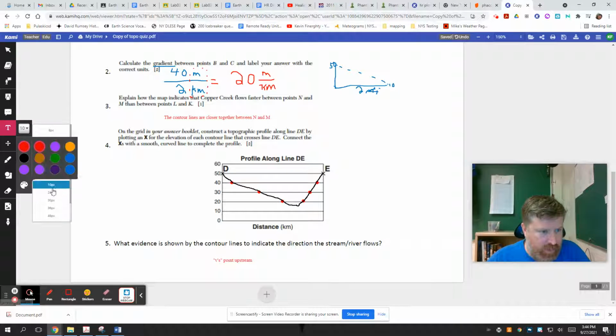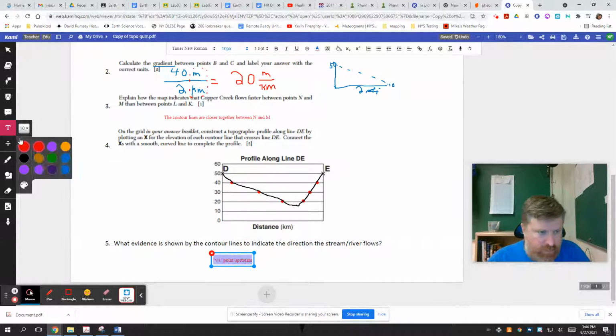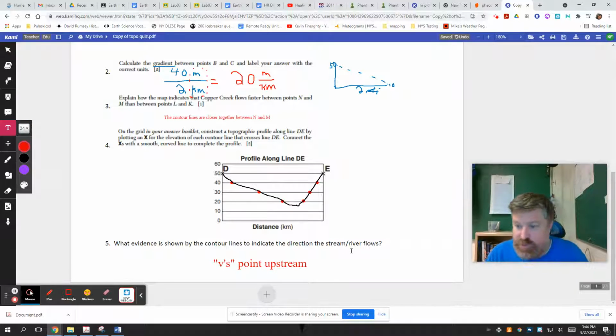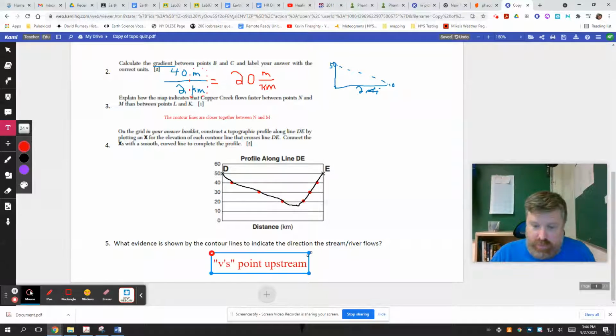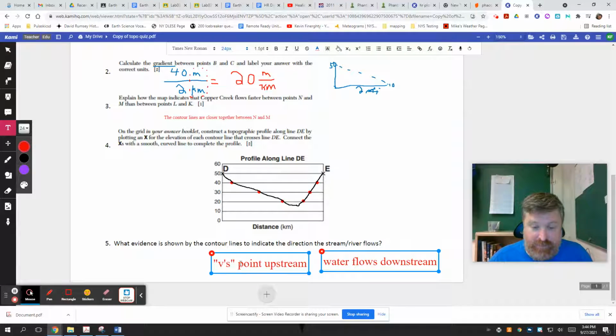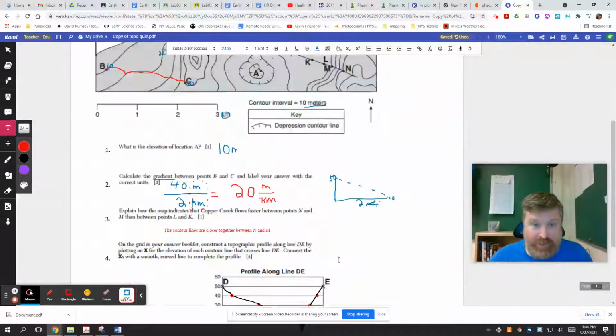I'm going to make that a bigger font. V's point upstream, and we can count that. That answer's 100% legitimate on the Regents. V's point upstream. Okay, you tell me that, we're good. And really, the key to it then is that water flows downstream, but you really can get away with just that. All 6 words would be fantastic, but give me this at an absolute minimum.